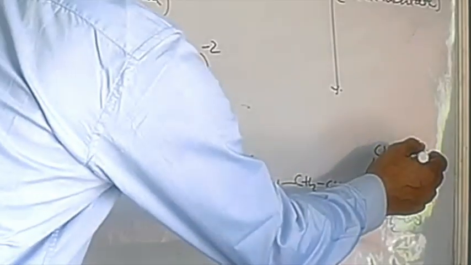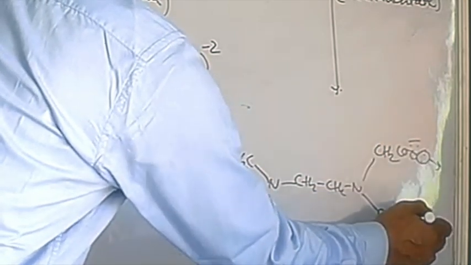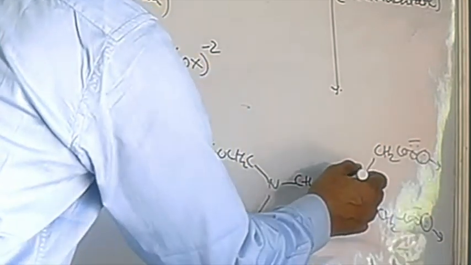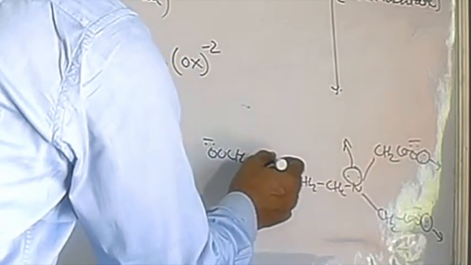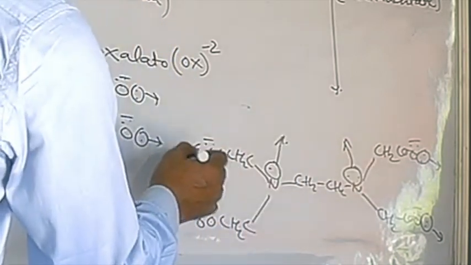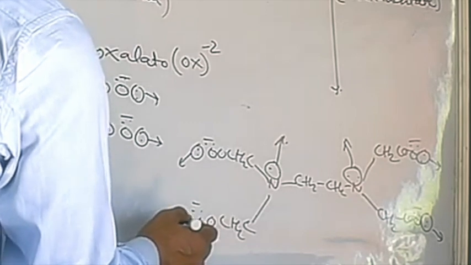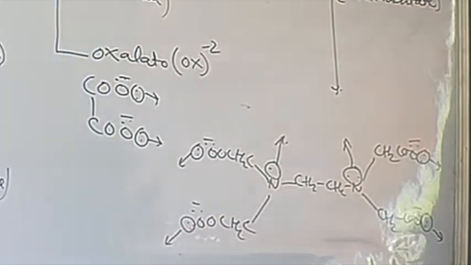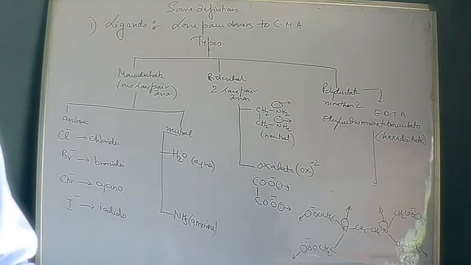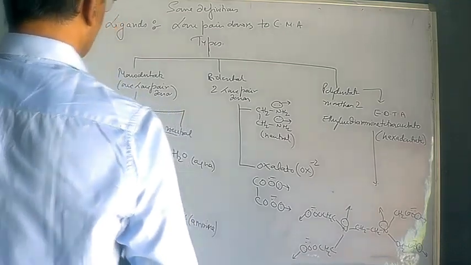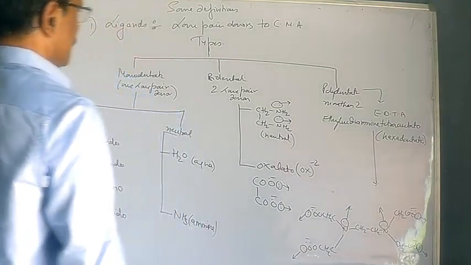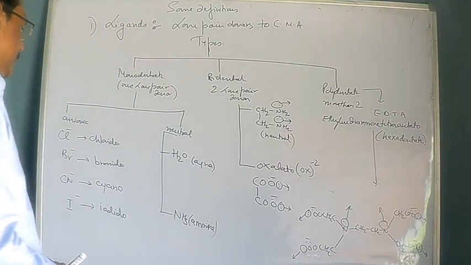See how. First lone pair, second lone pair, third lone pair, fourth lone pair, fifth lone pair, and this is your sixth lone pair. So it is called EDTA, ethylene diamine tetraacetato, and it has 6 lone pairs as has been shown in the diagram. So class, note it down, very important.